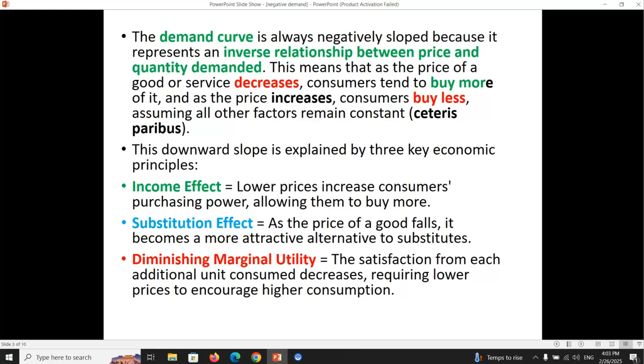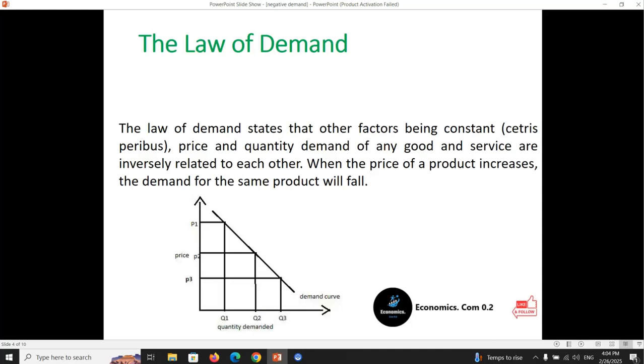The downward slope of the demand curve is explained by three key economic principles. One is the income effect, second is the substitution effect, third is diminishing marginal utility. This is one of the more fundamental principles in economics, the law of demand. It is an important concept in understanding consumer behavior, market pricing, and business strategies. In job interviews and real-life economic discussions, this principle is most important.